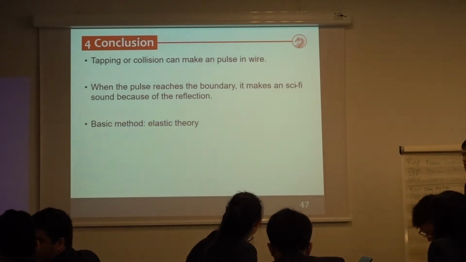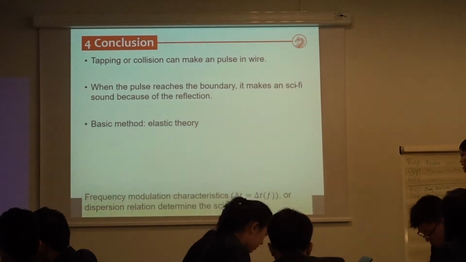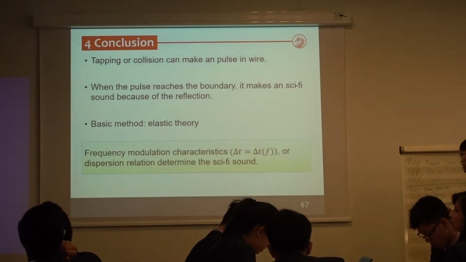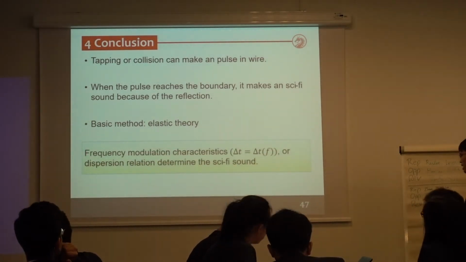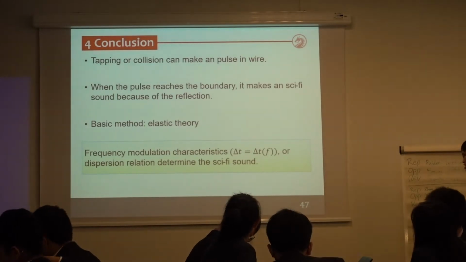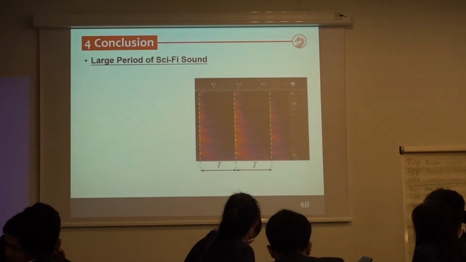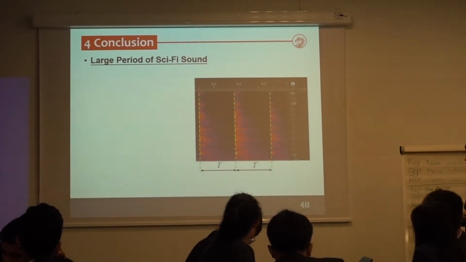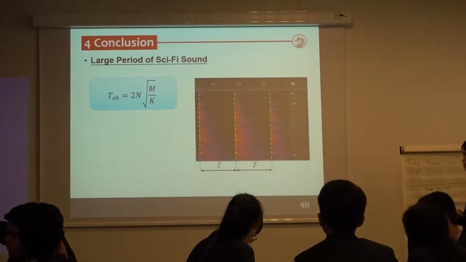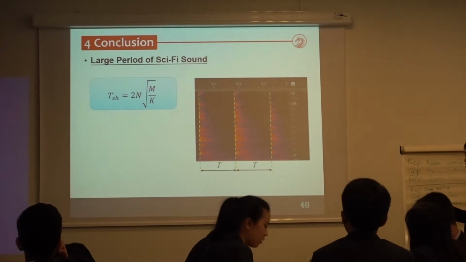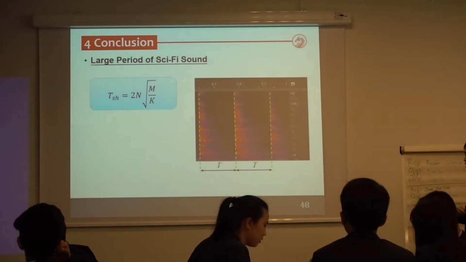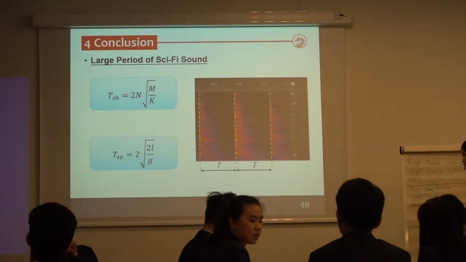And then the basic method we use is elastic theory, and the frequency modulation characteristics, the delta t as a function of f, or dispersion relation in the slinky, determine the sci-fi sound. And for the larger period of the sci-fi sound, we show this figure: it is determined by the period of the free vibrating slinky. When the slinky spins horizontally, we have this formula. When the slinky faces vertically, we have this formula.